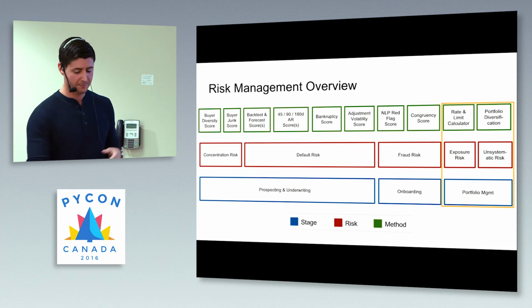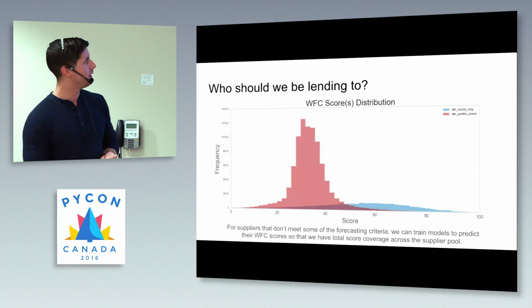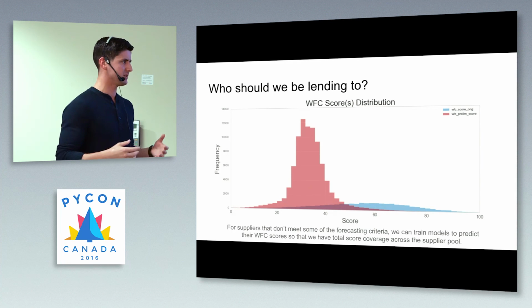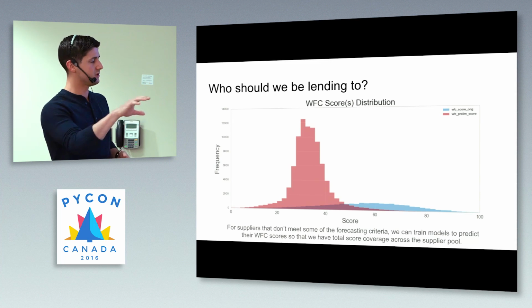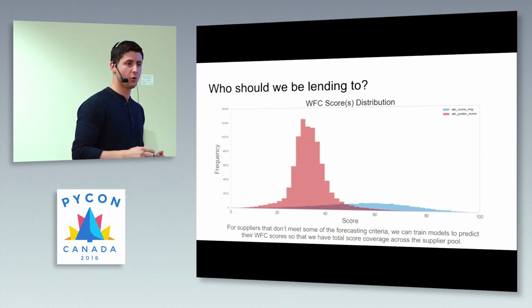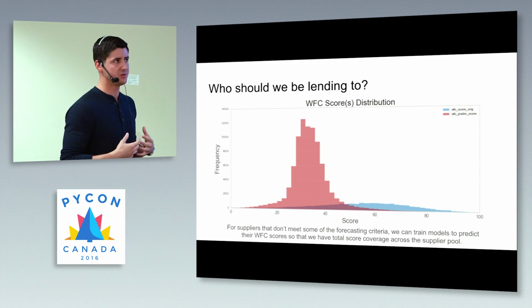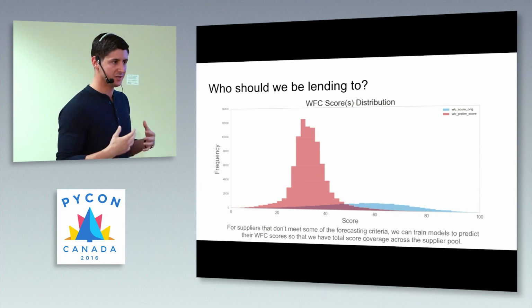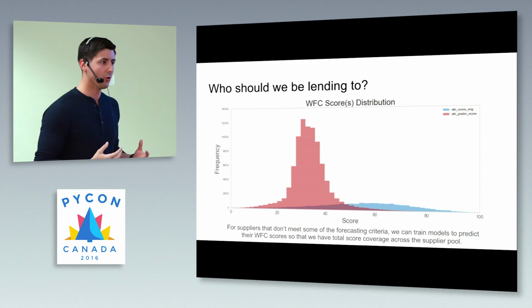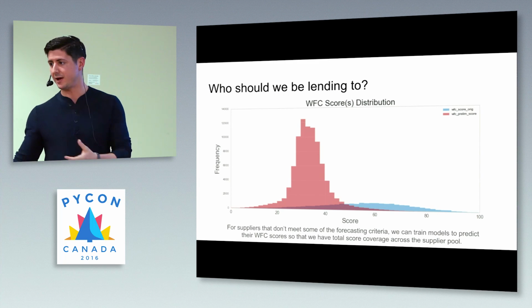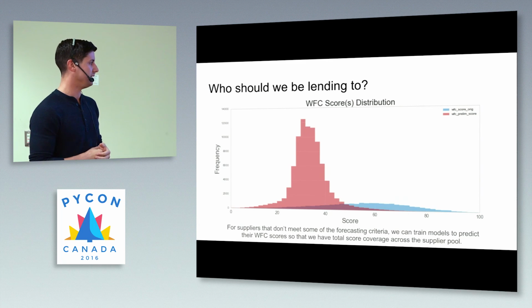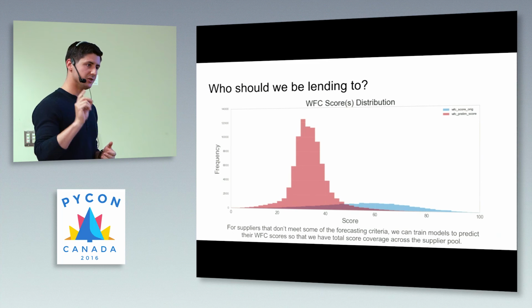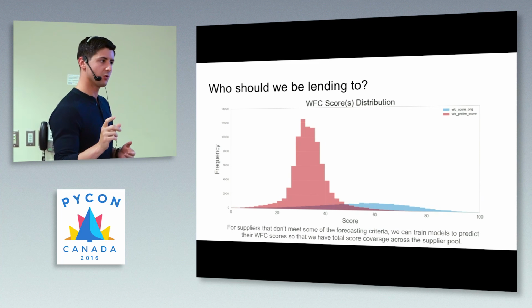And then we need to start thinking about, what separates a good supplier or a good borrower from a bad borrower? All of those different models and scores that I mentioned earlier, they kind of wrap up to what we call the WFC score. It's kind of our opinion about that borrower. Just like you have a FICO score, a credit score in the US, this is our opinion about a given borrower.